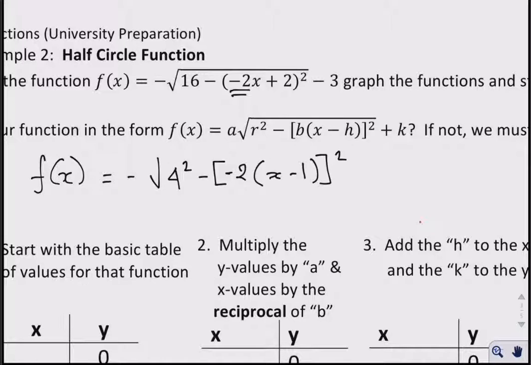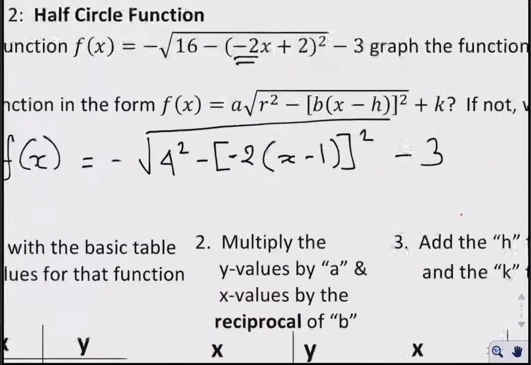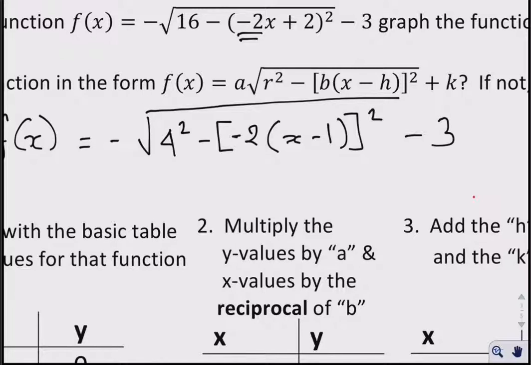Let me redo this top line. And finally I have minus 3, which is not included underneath the square root. But in this case, we can easily distinguish our values. Our a value is over here, which is negative 1. R, the radius, is 4. Our b value is negative 2. Our h value is 1, and our k value is negative 3.